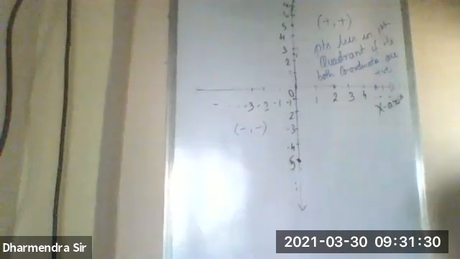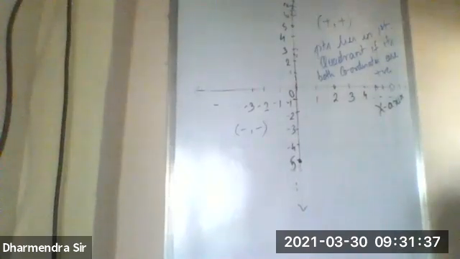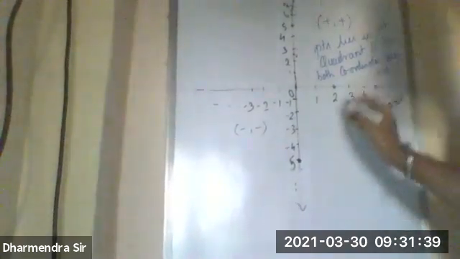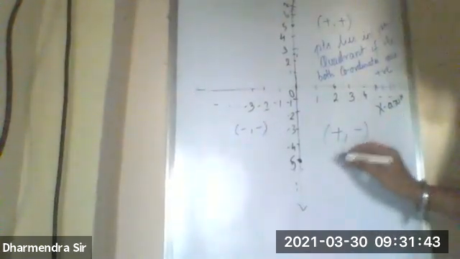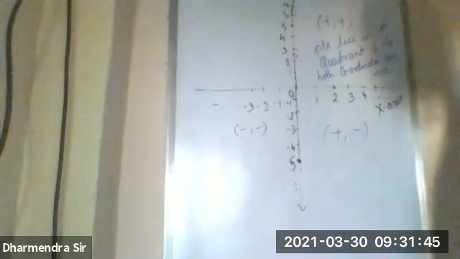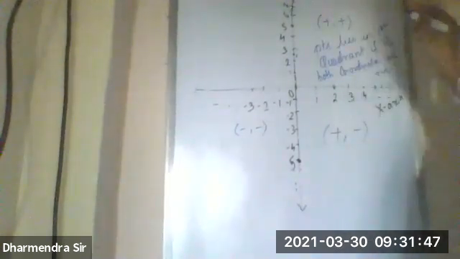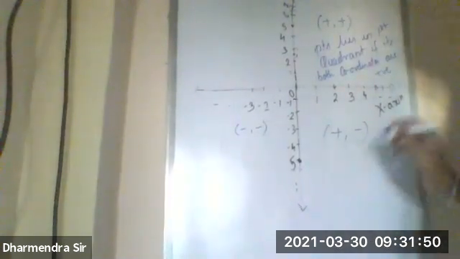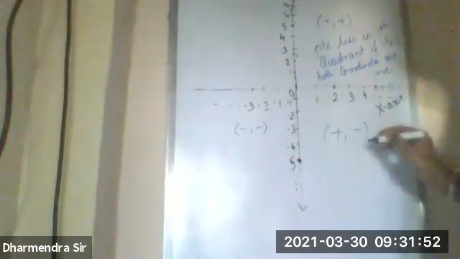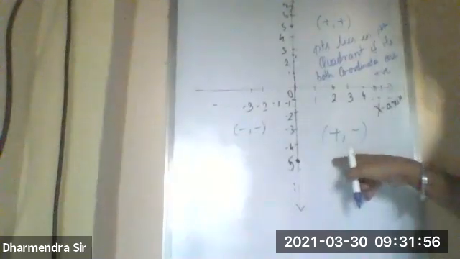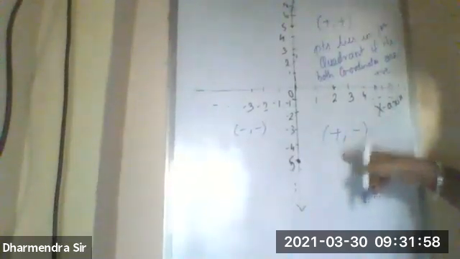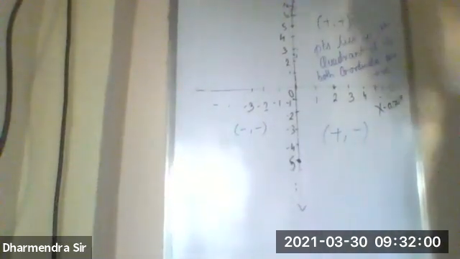As we have completed question number 2, second one also. Third, whose x-coordinate is positive and y-coordinate is negative. Yes, you can see x positive and y negative. Yeah, fourth quadrant. So a point lies in the fourth quadrant if its x-coordinate is positive and y-coordinate is negative. Yeah, good.